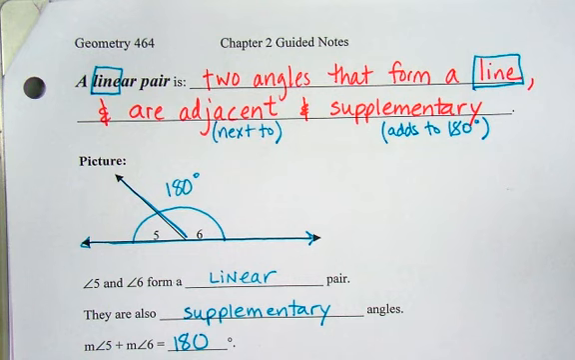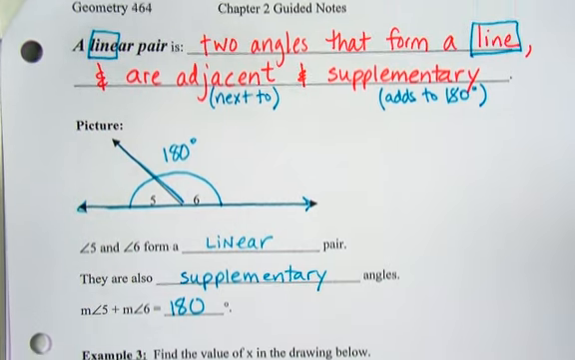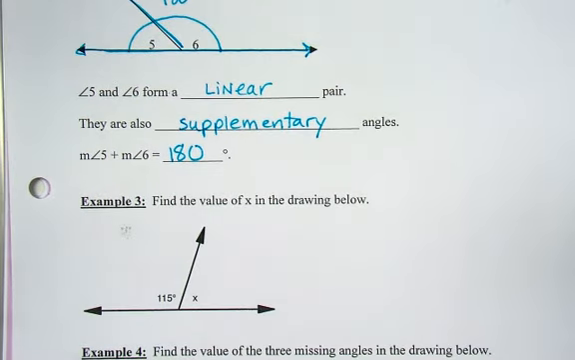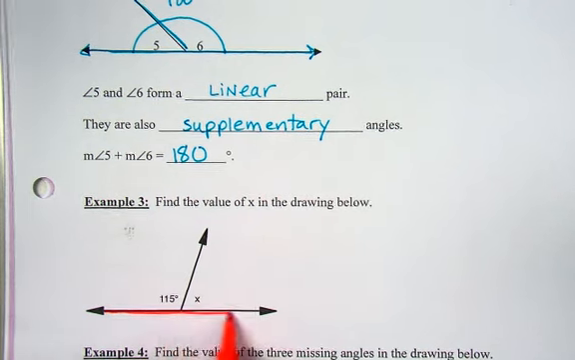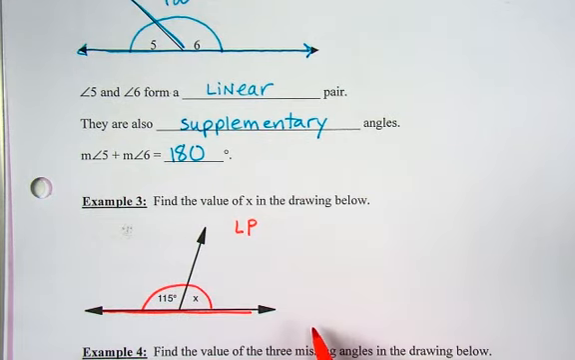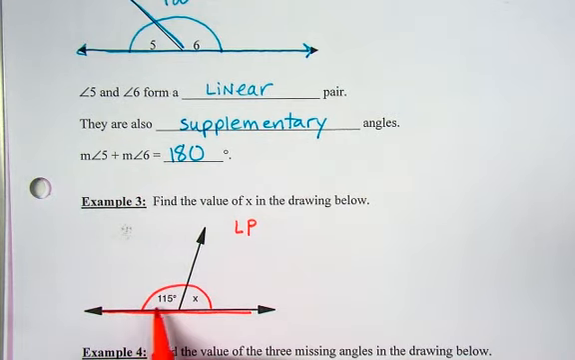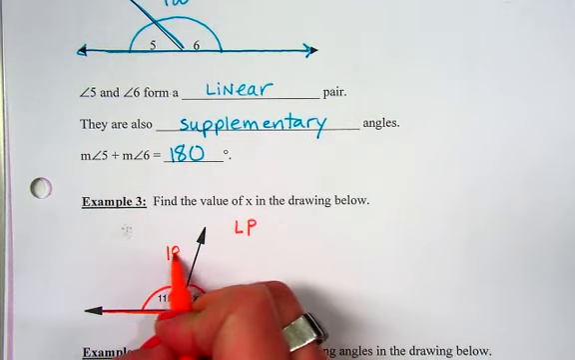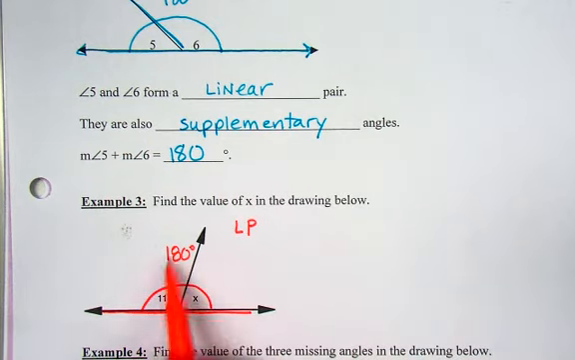All right, let's try a couple examples. Find the value of x in the drawing below. So we know that one of them is 115. They form a line, or a linear pair, LP for linear pair. So if they form a linear pair, the two of them together are supplementary. They equal 180 degrees. So how would I find the missing one? Well, 115 plus what equals 180?